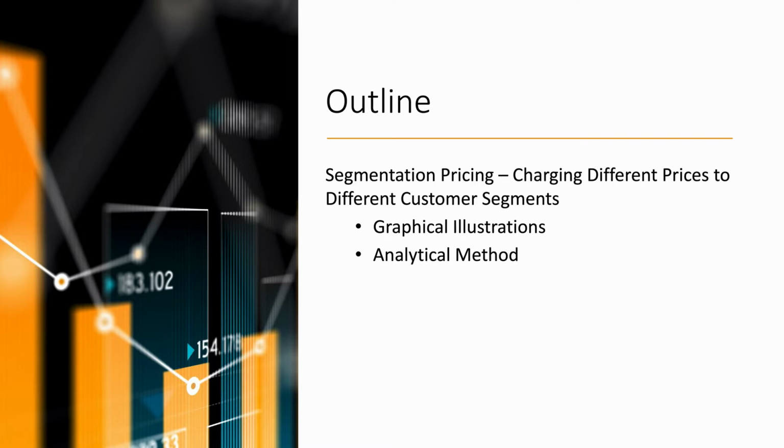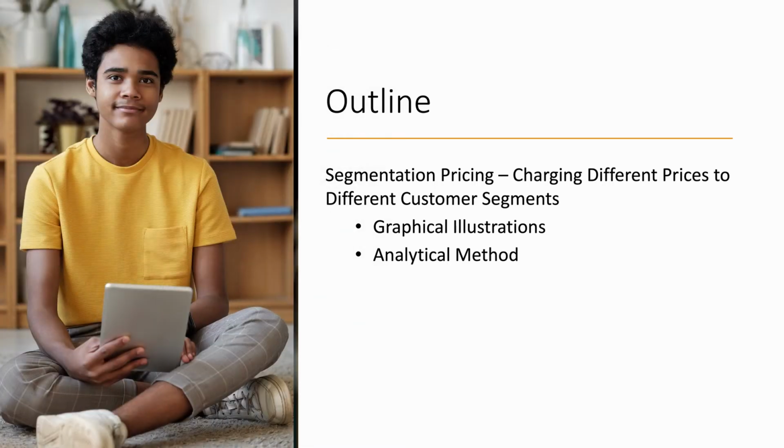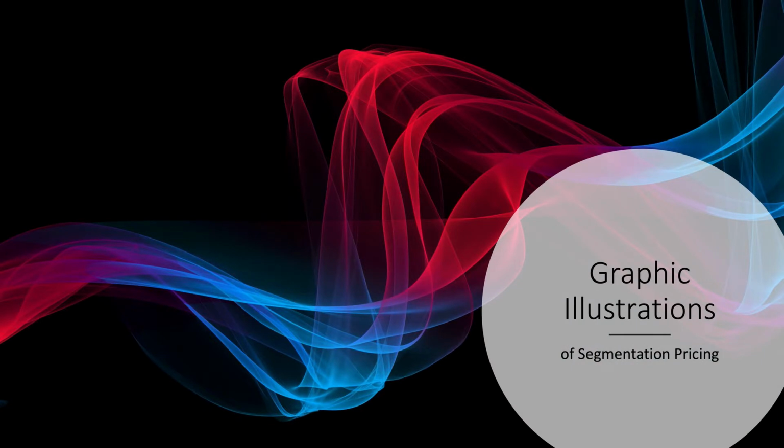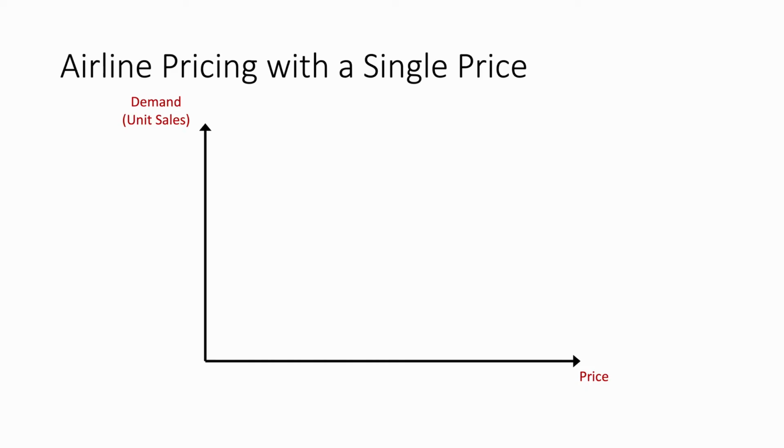In this topic, you're going to see a lot of numbers, equations, symbols, and you are even going to see some derivatives from your calculus class. Yay! First, let me start with the graphic illustrations. Let's imagine we have an airline, and the airline is trying to decide what price to charge for a ticket. In the first scenario, the airline would only charge a single price for every single seat on the plane.